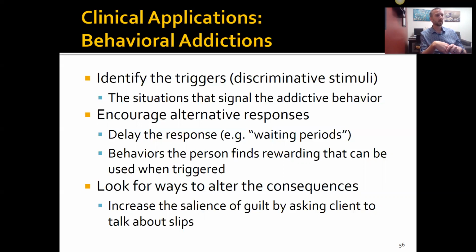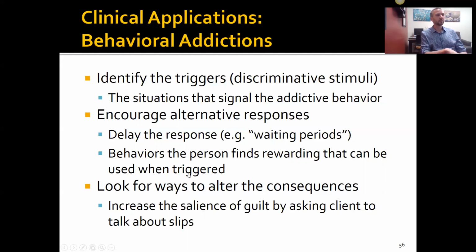Another example is find behaviors the person finds rewarding and that can be used when triggered. So you find, is there a way that they could relax and cope? Because if they're trying to eliminate negative emotions, let's find another way that they can eliminate negative emotions. If they're trying to experience euphoria, maybe going for a hike or getting out, playing with your dogs, things like that. Maybe that could give enough of that sensation of euphoria that the person doesn't have to engage in their behavioral addiction.